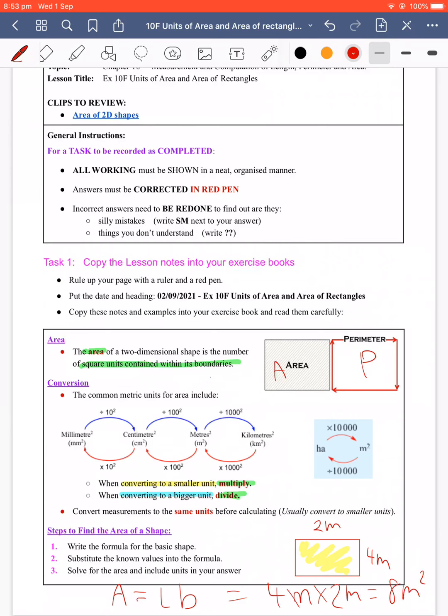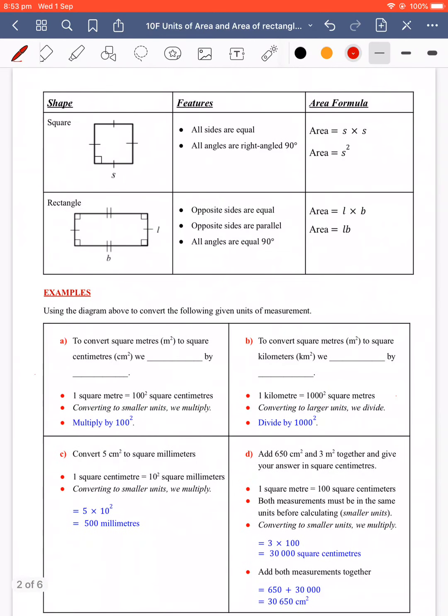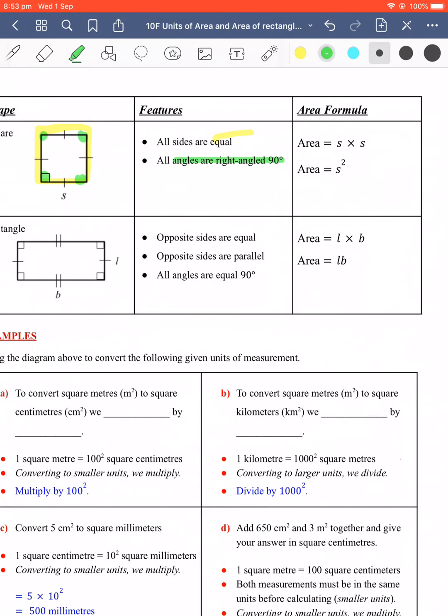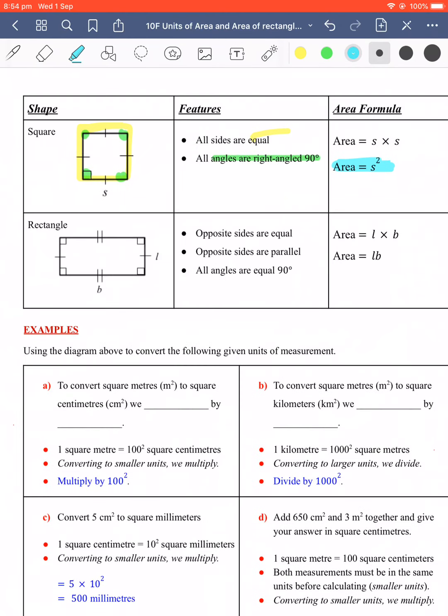Second part for your notes is to go over our different types of shapes. First and foremost, our square. A square has sides that are all equal, and it also has the feature that all of the angles are right angles. So each of these angles here are right angles. And we have our formula here for our square. It's the side squared, so it's side multiplied by side.